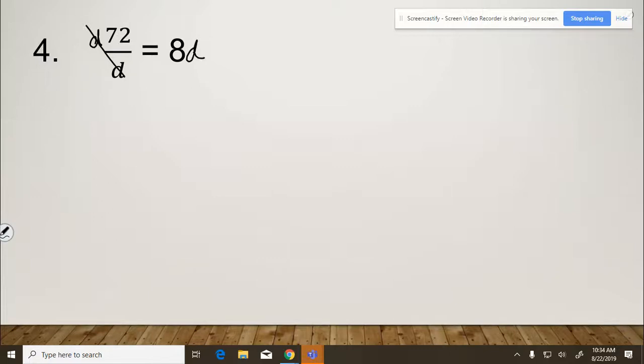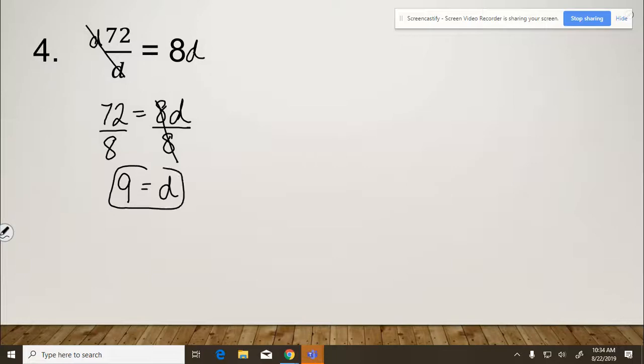And when I multiply both sides by d, now I've made the problem a lot simpler to solve. So now I've got 72 equals 8d. And instead of dividing 72 by d, I'm dividing by 8. And 72 divided by 8 results in d being 9, because 72 divided by 9 is 8, 72 divided by 8 is 9, and 9 times 8 is 72.